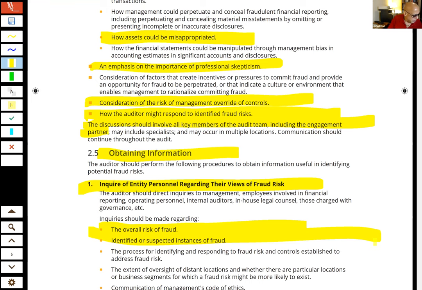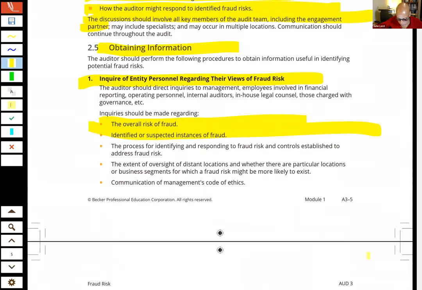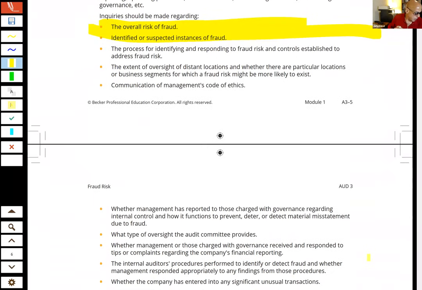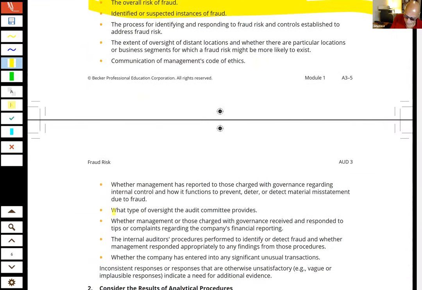Okay, then you come over and we start to talk a little bit more on the next page, the fraud information that you're going to be obtaining, what type of oversight the audit committee provides. That's obviously something you're going to ask the audit committee, but you might ask the senior management, you might ask the supervisors, you might ask their subordinates what they think about the oversight of the audit committee.